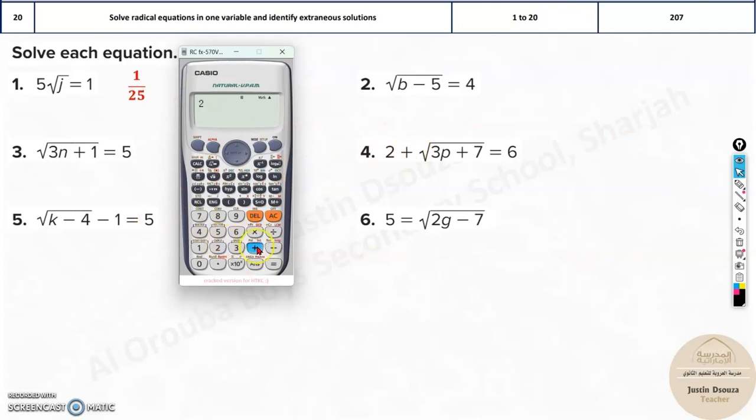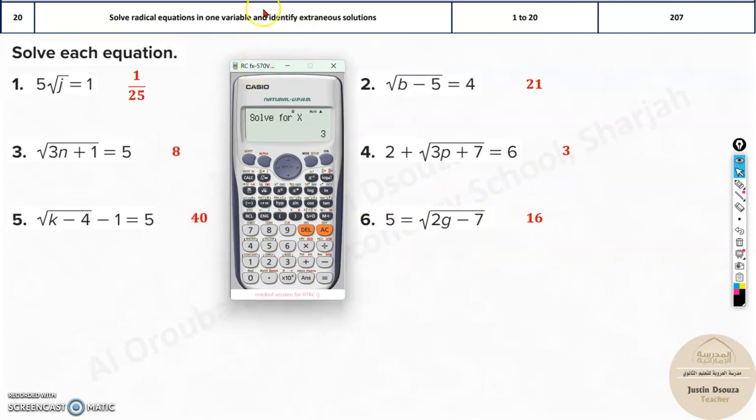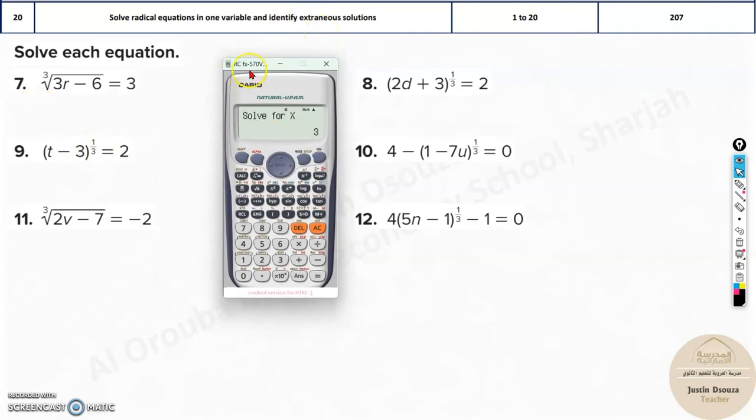Now this is a big one. I'll just do this, 2 plus 3. The variable, we write alpha x as the variable, plus 7 equals 6. And shift and solve, you will get the answer 3. Over here, the answer is 3. Same way you can solve the others. It's very, very simple. There is no extraneous solution in these. Even over here, it's no problem.